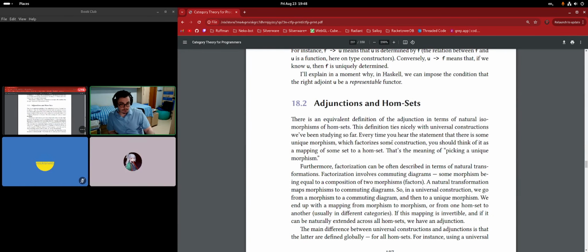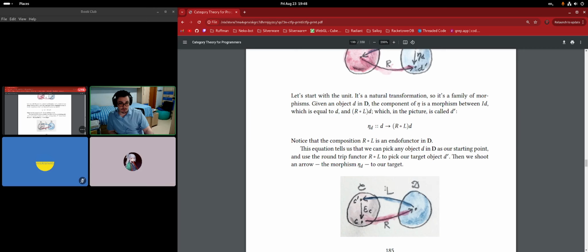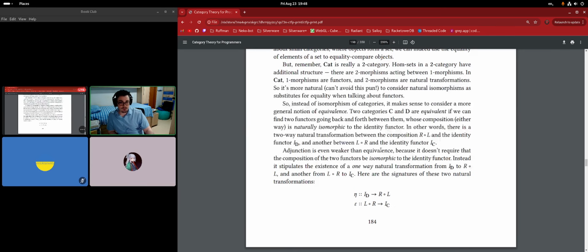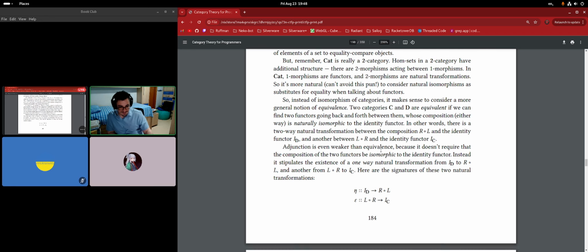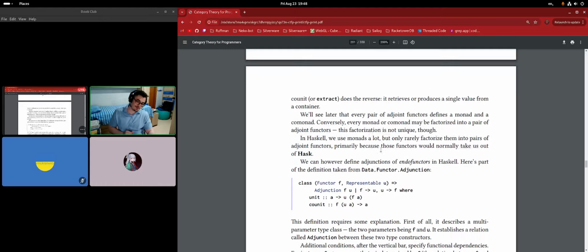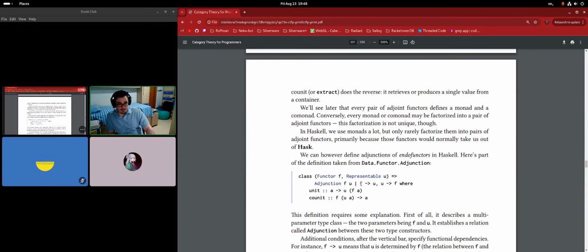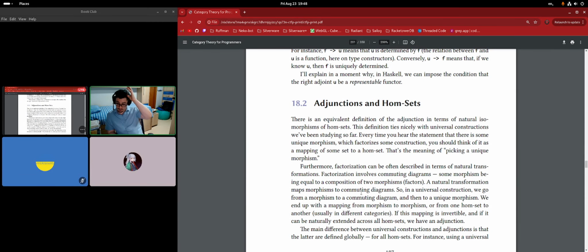So now we're going to go to adjunctions and home sets. Now we know what an adjunction is. We know what it is in Haskell, and we know what it is in the mental model. Basically, the justification is we are kind of dumb and we cannot do equality or equivalence, so let's do this instead. That's good enough for our purposes. That's more than good enough. And this is how Haskell does it.